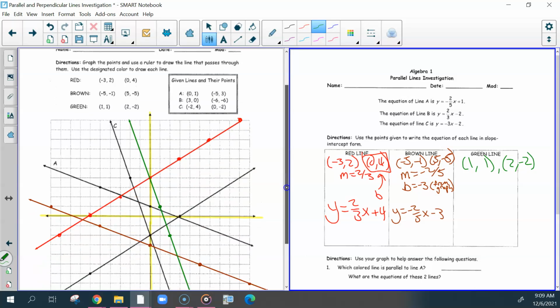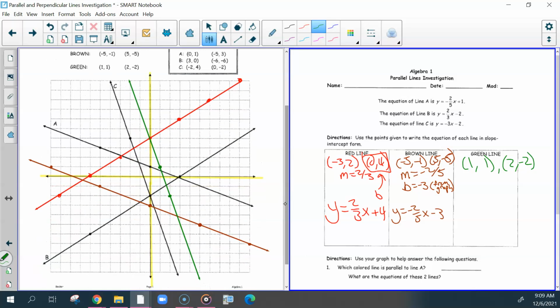And we can count the slope from our graph. What was that slope? -3. If I start at this point and I go down 3 to the right one, that would be my slope. And again, you can either count from your graph or use your point slope formula to find your y-intercept. I'm going to count from my graph.